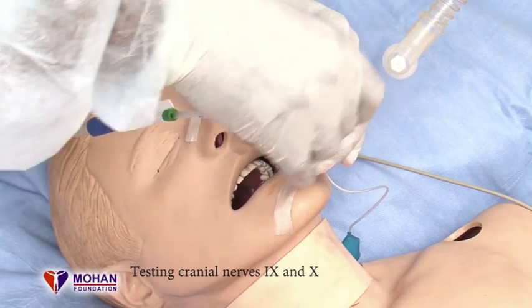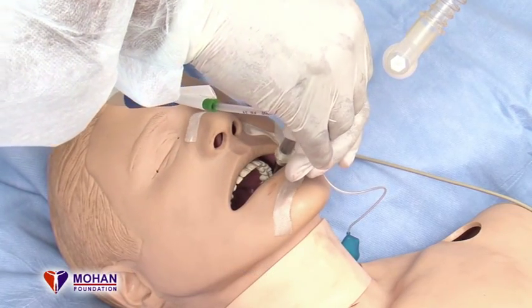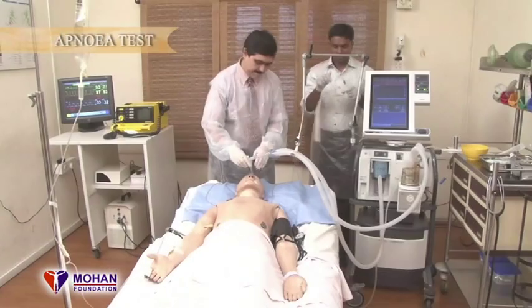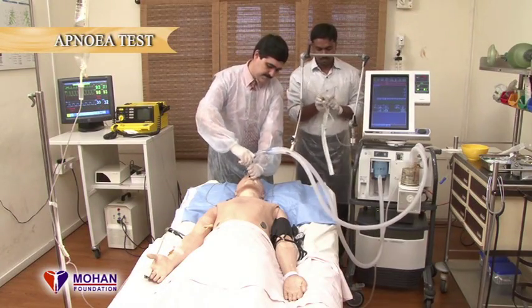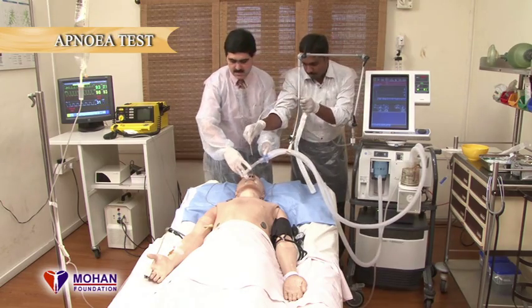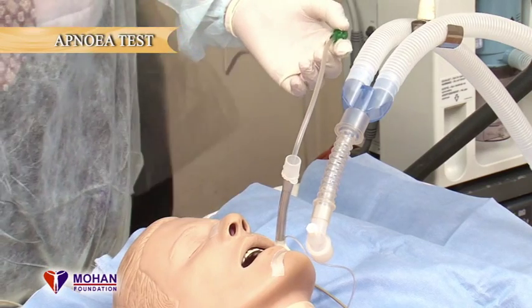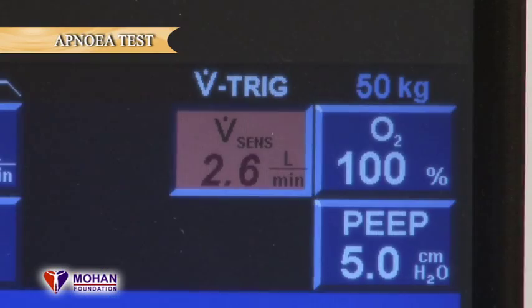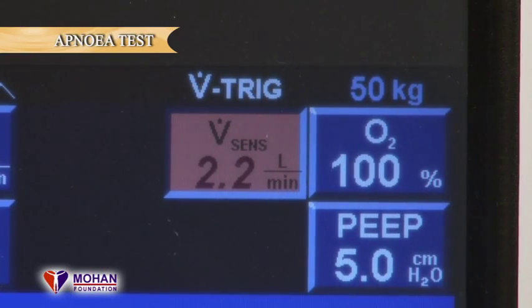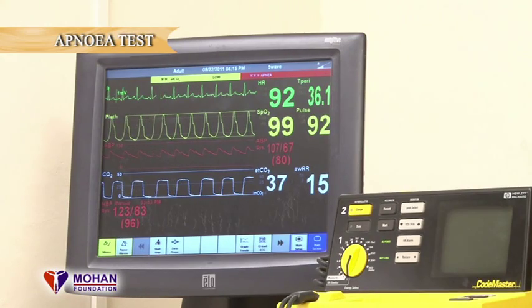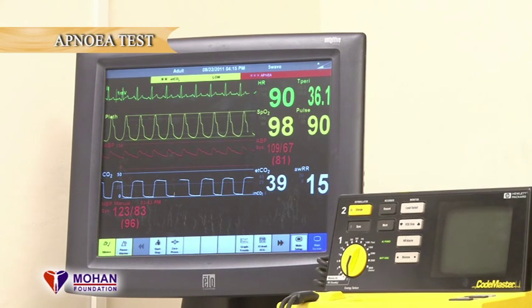Either a closed suction or the open suction method may be used when a patient has an endotracheal tube. For this test, the patient is disconnected from the ventilator for 10 minutes. However, to avoid hypoxia to vital organs, 100% oxygen is given for 5 minutes before disconnection from the ventilator. Even during the test period, 100% oxygen is given through a tracheal catheter.